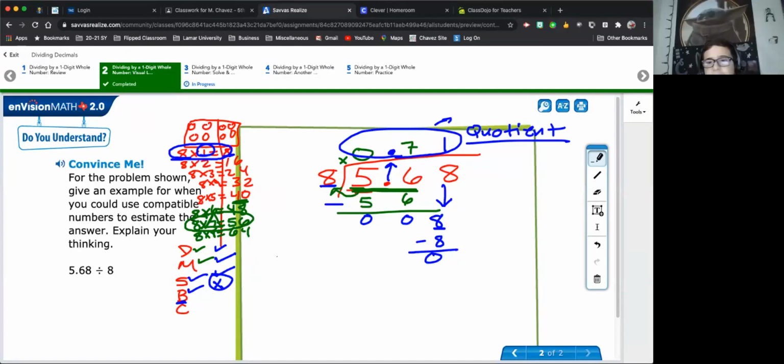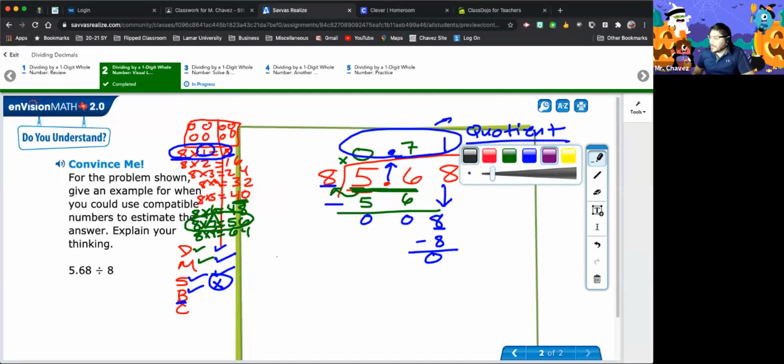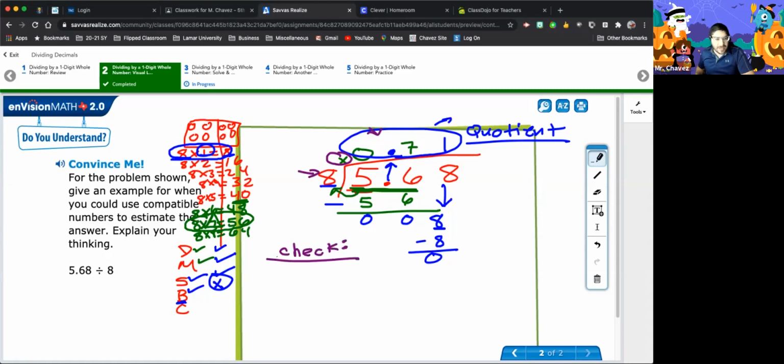Times it. Yes, you multiply. Times it by 8. You do the opposite of division, which is multiplication. So the two numbers you're going to multiply to check your work are 71 hundredths times 8. So this is you checking your work. Because if you're unsure, like, did I divide the number right? How do I check my answer? Well, you get 71 hundredths times 8.